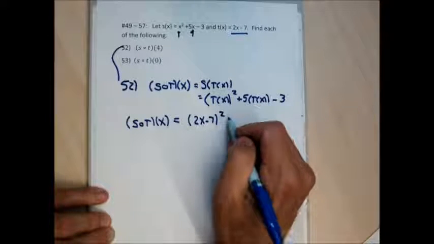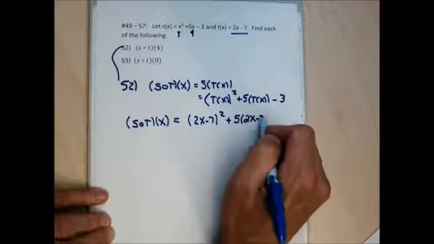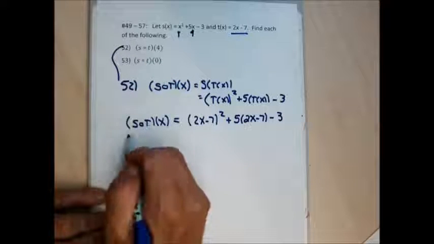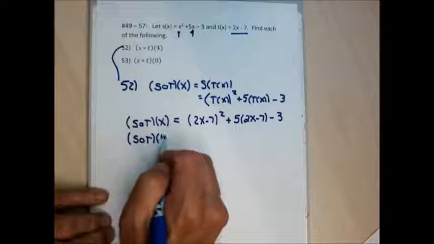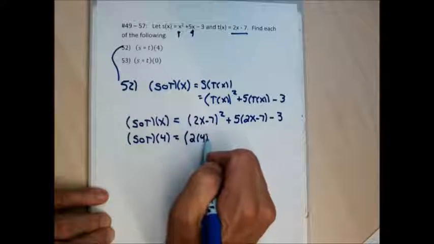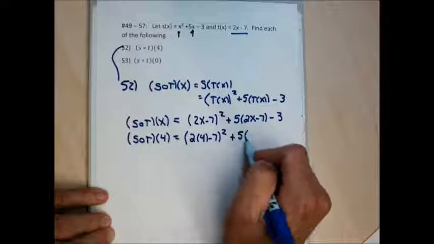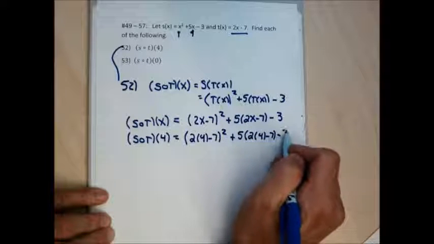That t of x is going to go to 2x minus 7. So I get plus 5 times 2x minus 7, and then minus 3. Now I'm going to change the number in the parentheses to a 4 and get ready to get my calculator going. So I'll go s composed with t of 4 is going to be 2 times 4 minus 7 squared plus 5 times 2 times 4 minus 7 minus 3.